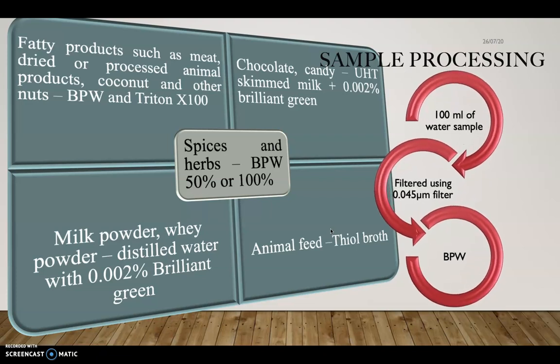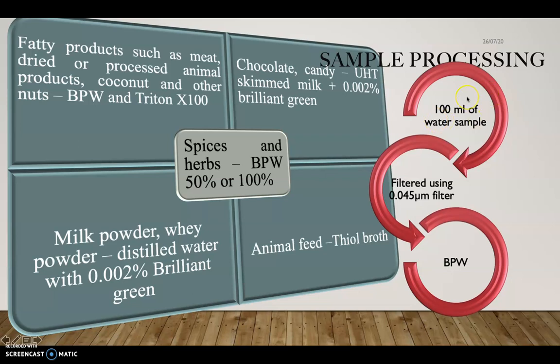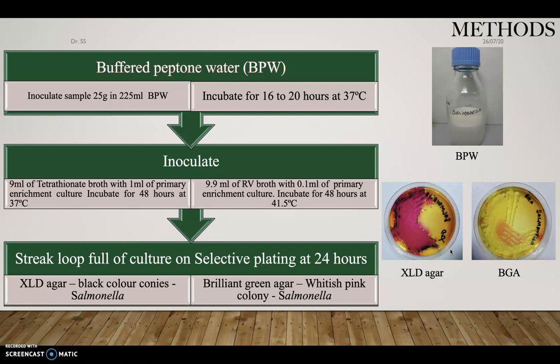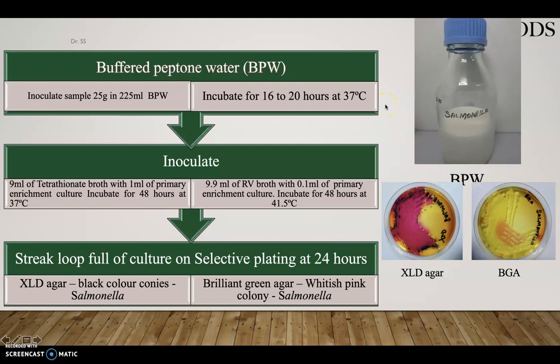For a water sample, we take 100 ml of water sample, and after that it is filtered using a 0.45 micrometer filter, and the filtrate is added to buffered peptone water and taken for further processing. As said earlier, we use buffered peptone water. We take 225 ml of buffered peptone water and inoculate the 25 gram sample into that and incubate for 16 to 20 hours at 37 degrees Celsius. This is called primary enrichment culture.